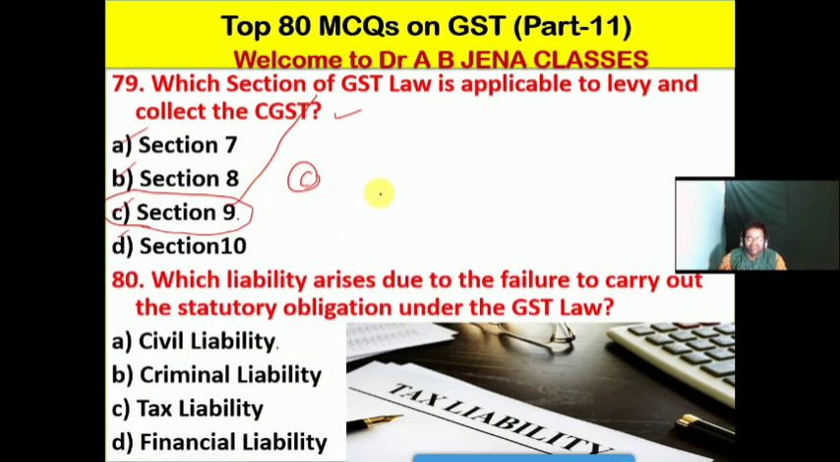Last but not the least, friends, in the meantime we have already discussed the 79 vital MCQs on GST. So it's the last but not the least. Which liability arises due to the failure to carry out the statutory obligation under the GST law? A) civil liability, B) criminal liability, C) tax liability, D) financial liability. Friends, so A is the right option for this MCQ. मतलब civil liability arises due to the failure to carry out the statutory obligation under the GST law.